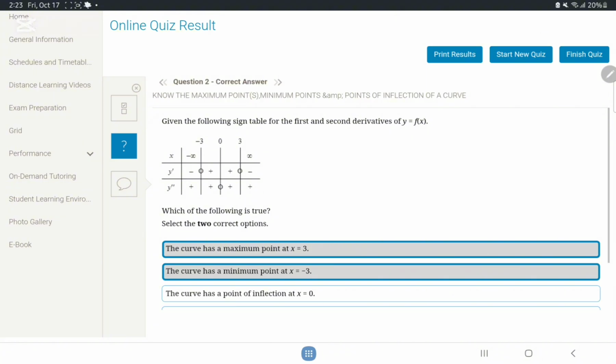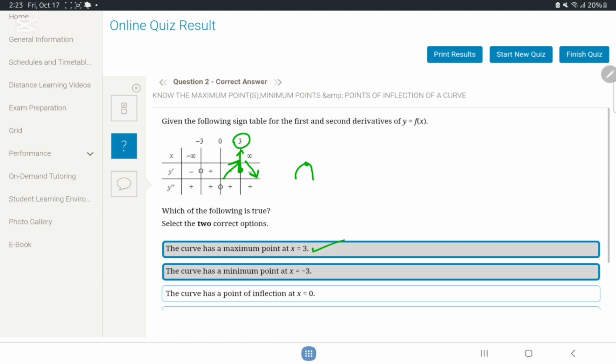They give us a table of variation. They want us to analyze it. So here they told us the curve has a maximum at x is equal to 3. When x is equal to 3, right here, it's a stationary point by the circle. So it increases, then it decreases. So it goes like this. This is a local maximum, so it is correct.